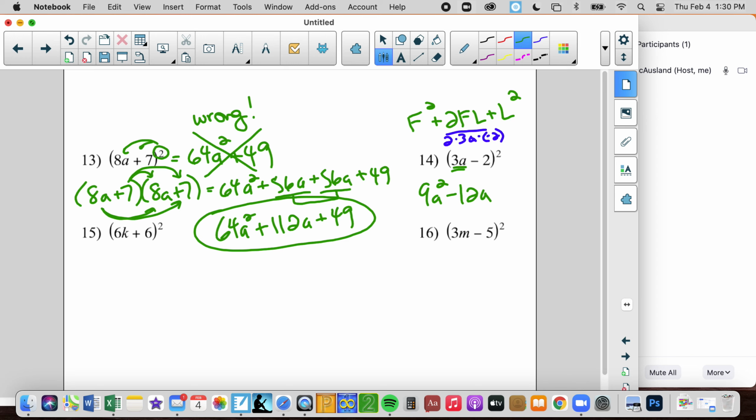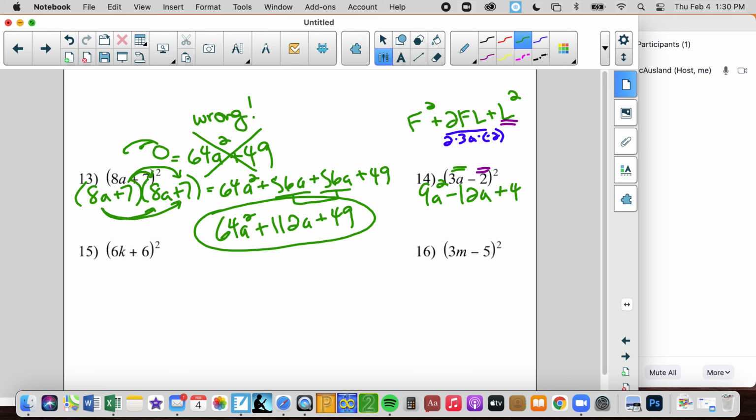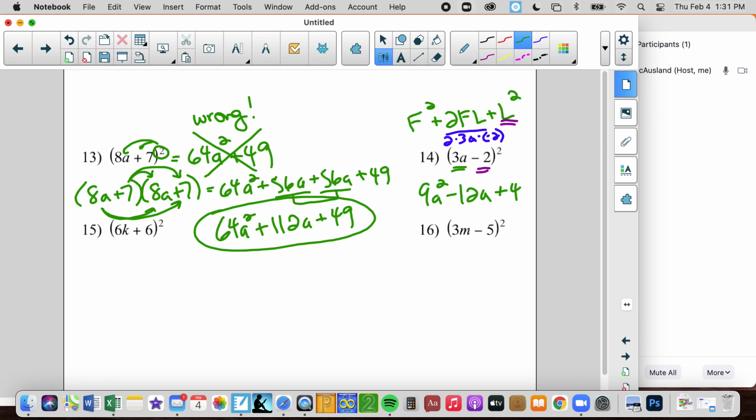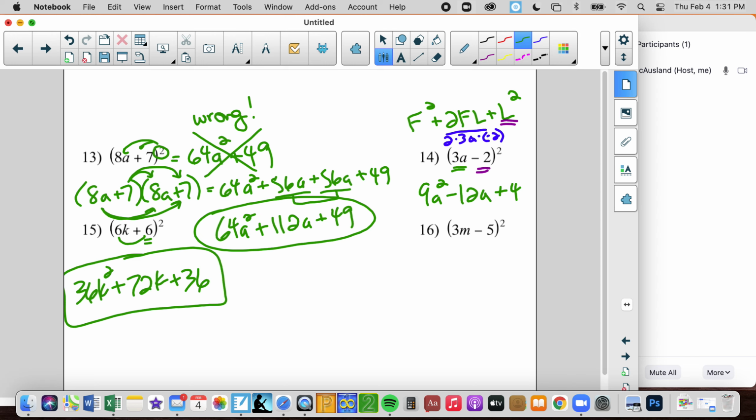And then we're going to square the last. My last is negative 2. Negative 2 times negative 2 gives me positive 4. That would be the shortcut method. Both ways, don't be afraid to use FOIL. So I know that 15 is going to be 36k squared, and then I have 36k twice, which is 72k, and then I'm going to square the last, which is 36. So that would be my answer. I can do that mental math.